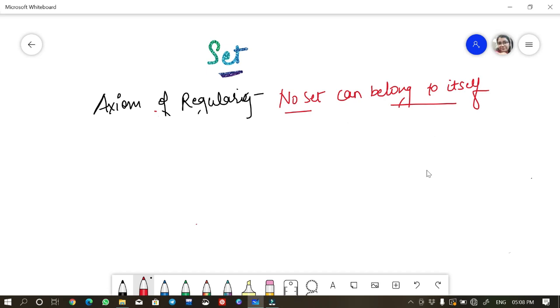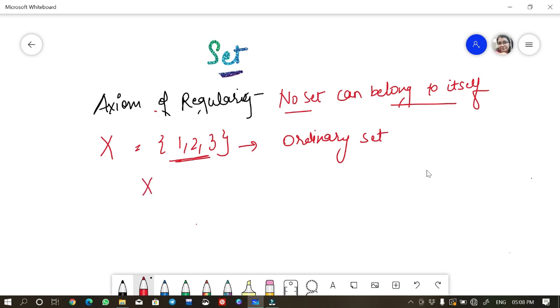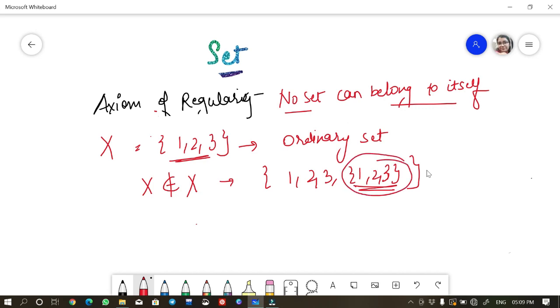So if I write X to be {1, 2, 3}, this is a set which is an example of an ordinary set, right? Why so? Because X does not belong to X. X itself is a set, and if it belonged to X, it should have been written as one element of {1, 2, 3}. So this is X. If X belonged to the set, it would have been of this form, but we have the set X of this form, and this does not belong to X. So that is why the set is an ordinary set, right?